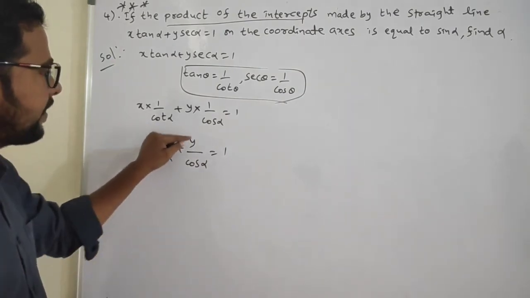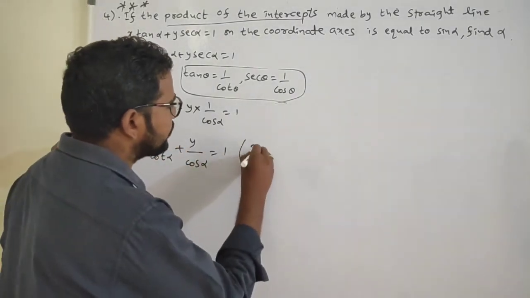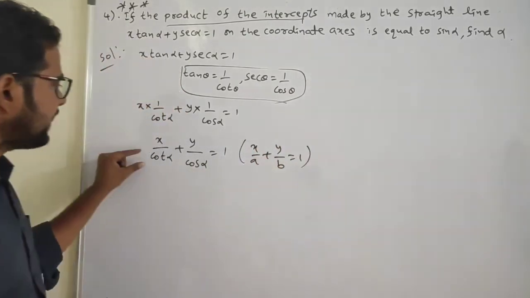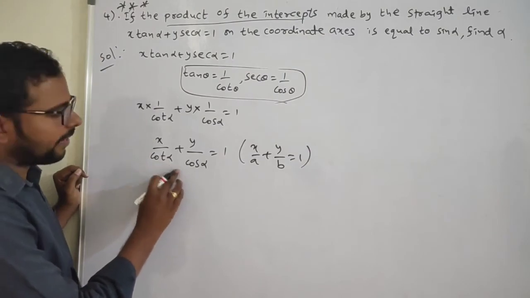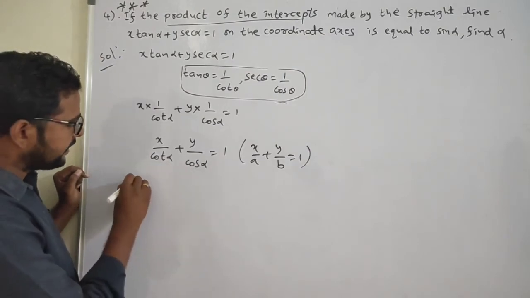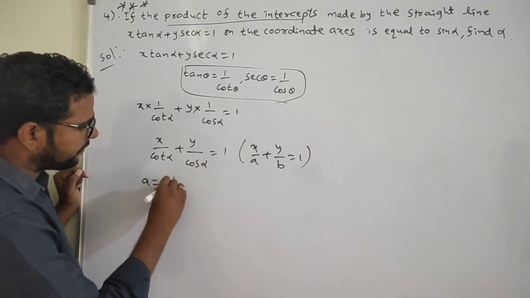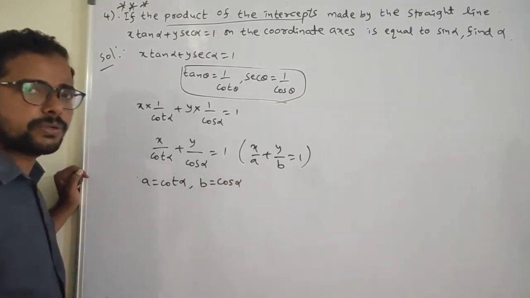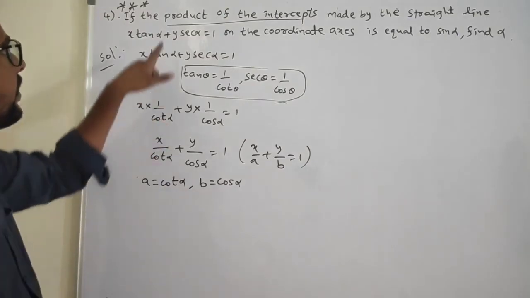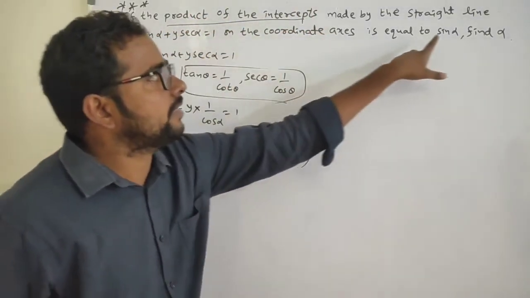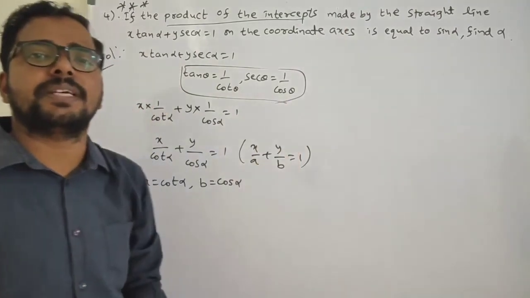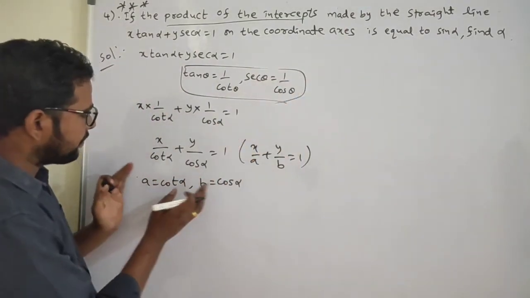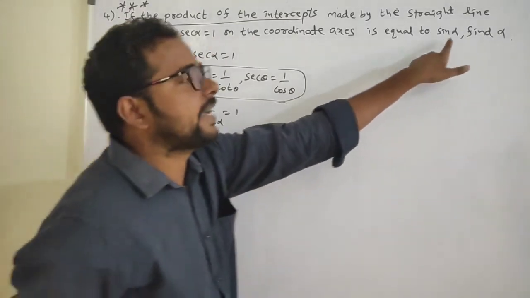X by a plus y by b is equals to 1. What is a? X intercept, cot alpha. What is b? Cos alpha. So a is equals to cot alpha, b is equals to cos alpha. In the question given what? Product of the intercepts is sin alpha. Product of intercepts means a into b is equals to given sin alpha.